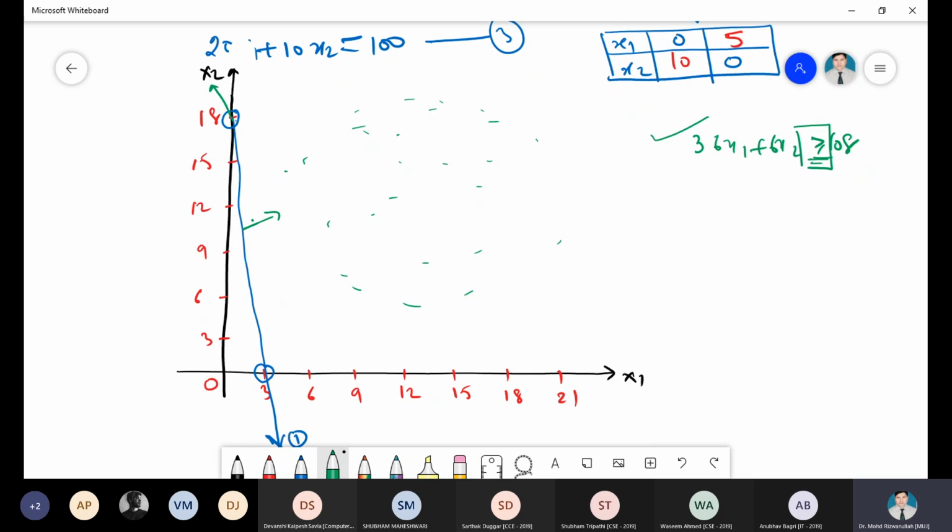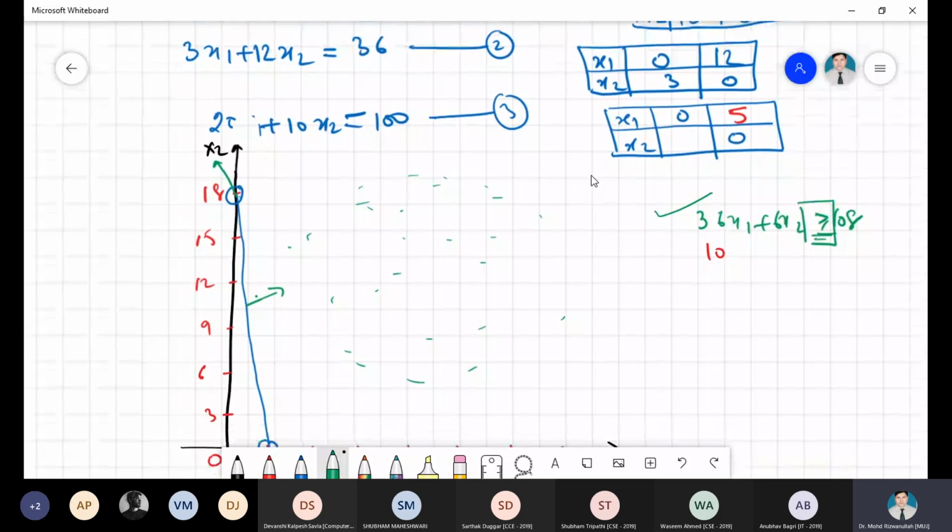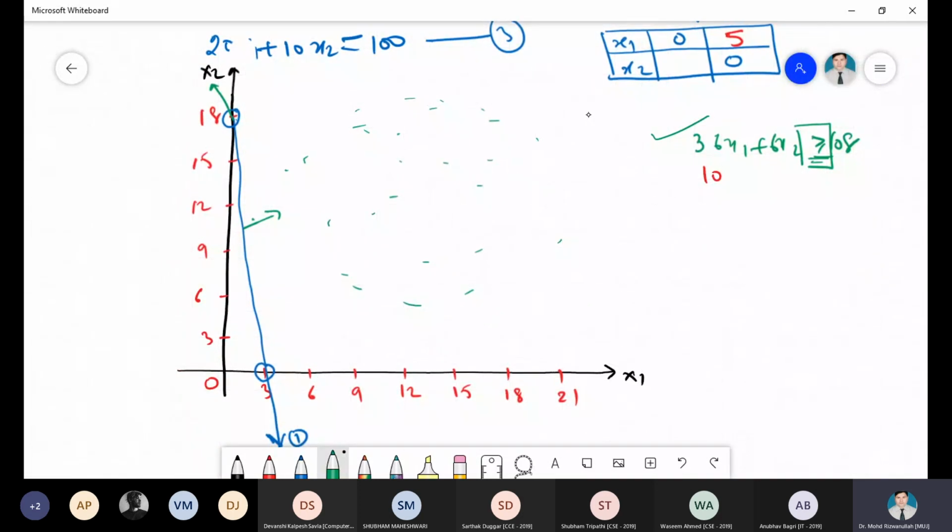Fine. Now for the second equation, what is your second equation? Second corner points, what you have? This is 0, 3 and 12, 0. So 0, 3 and 12, 0. This is your point. So just I want to draw this line, and this is the line, equation number 2. So we have to shade it above this line, right? Above this line.